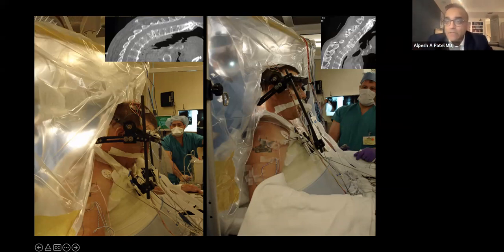So this is that same patient I showed you earlier. And again, apologies for the video, but you can see a before and an after in terms of the correction that you get. And you get this large osteoclasis where the anterior column just cracks open. And that's where you get your correction.